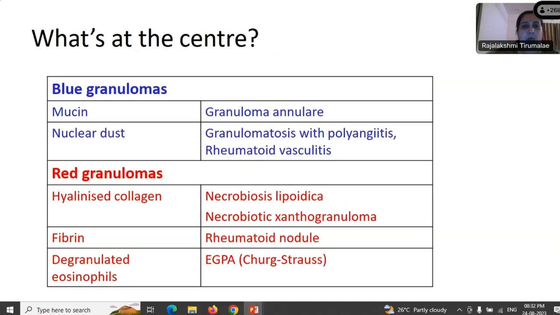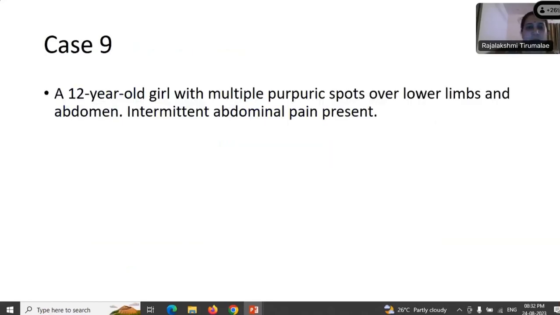Now, when you have palisading granulomas, you need to know the famous red and blue granulomas list. So whether you see mucin or nuclear dust at the center, which appears blue, or you see something red, like hyalinized collagen or fibrin or degranulated eosinophils, your differential diagnosis would depend on that. But what you saw is a classic, and generally people classify as interstitial, palisading, etc. You see that very often you have a mixture of patterns, so you can't really place it in one particular pattern. So that was a case of granuloma annulare, pretty straightforward.